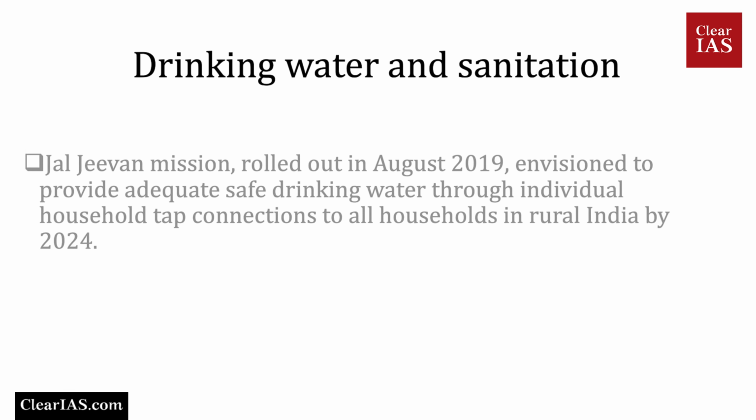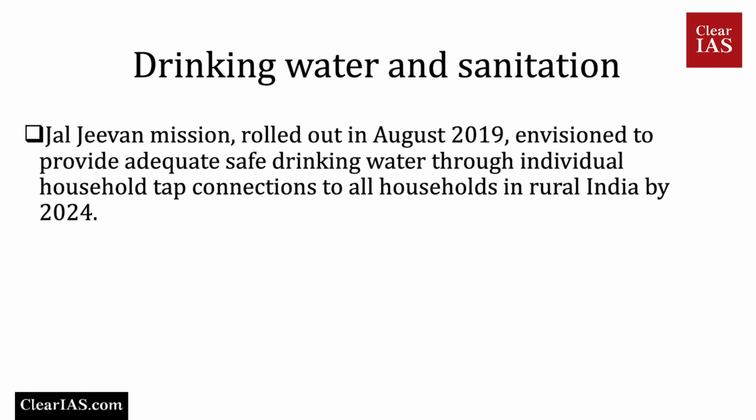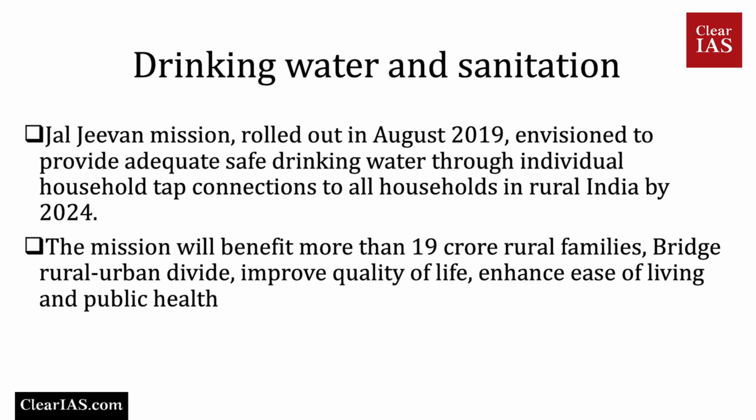Coming to drinking water and sanitation, Jal Jeevan Mission, which was rolled out in August 2019, envisioned to provide adequate safe drinking water through individual household tap connections to all households in rural India by 2024. The mission will benefit more than 19 crore rural families, bridge rural-urban divide, improve quality of life, enhance ease of living and public health. Under this mission, 83 districts have become Har Ghar Jal districts.